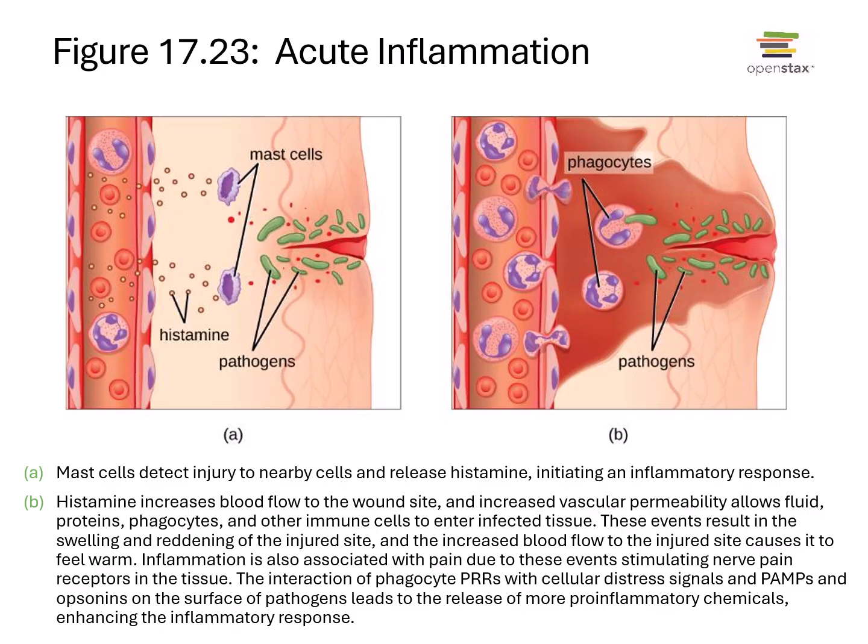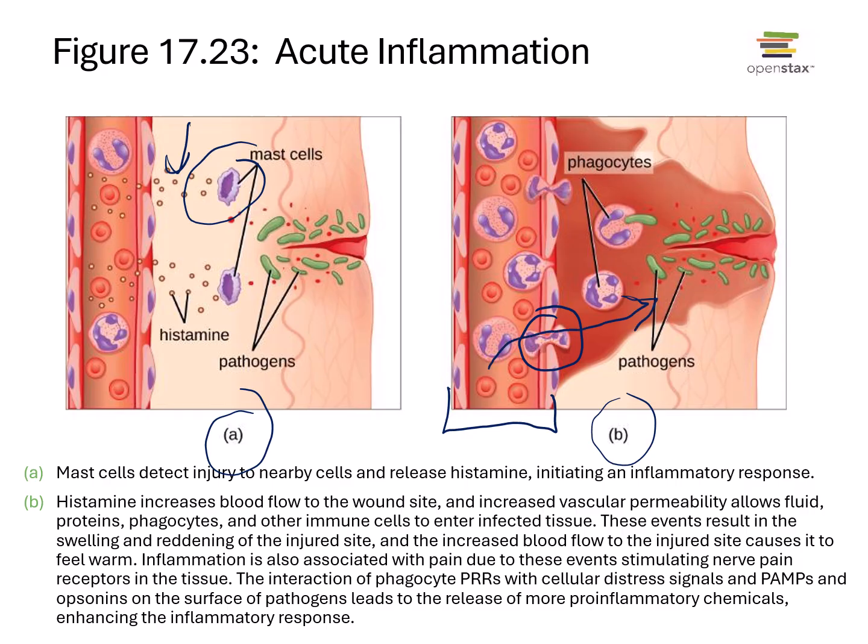And this figure shows the progress of acute inflammation. In panel A, we see that mast cells release histamine in response to injury. In panel B, we see the resulting vasodilation, so this blood vessel looks bigger, and there's increased permeability between those endothelial cells to allow proteins and phagocytes to flood the tissue. The resulting swelling, redness, and warmth all result from these vascular changes, and pain arises as the swelling and chemical mediators stimulate the nerve endings in that region.